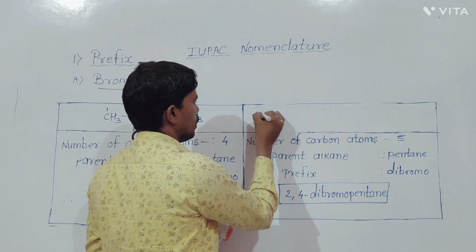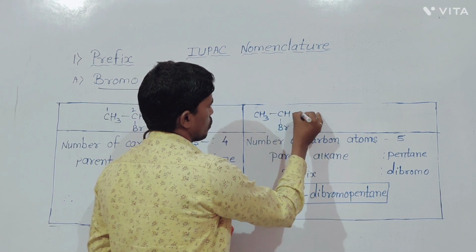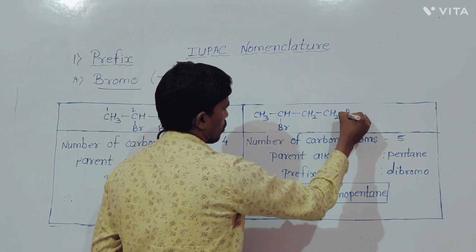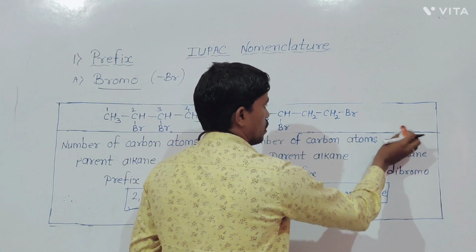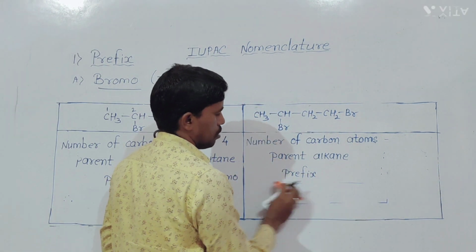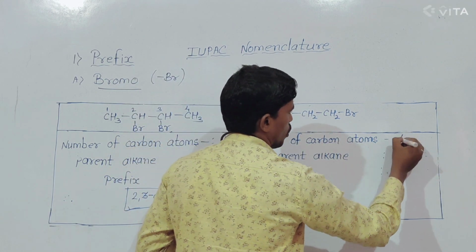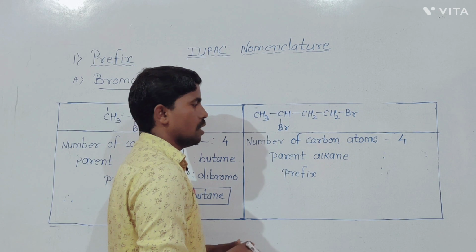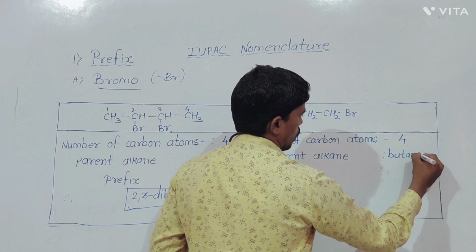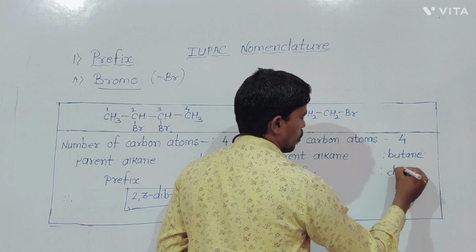Here, this is the example CH3, CHBr, CH2, CH2Br. Count the number of carbon atoms in the given chain. 1, 2, 3, 4. Therefore, the number of carbon atoms is 4 and the name of the parent alkane is butane. And 2 bromine atoms are attached. Therefore, we should use dibromo as the prefix.